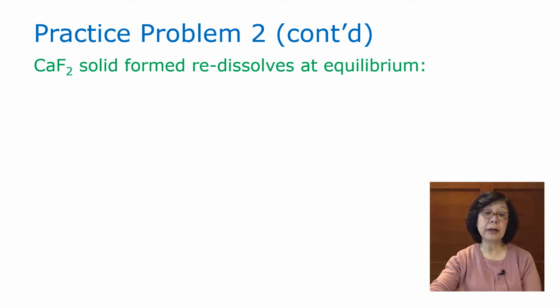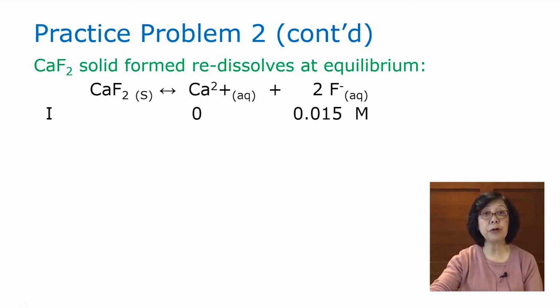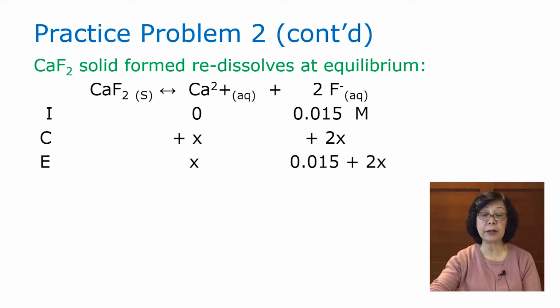Now, continuing, this calcium fluoride solid that precipitated out will be dissolved to reach equilibrium according to the following equation. Initially, I have 0.015 molar of fluoride ion as an excess from the previous stoichiometry. Now, I add X to the calcium ion and 2X to the fluoride ion. I end up with X for the calcium ion and 0.015 plus 2X for the fluoride ion at equilibrium.